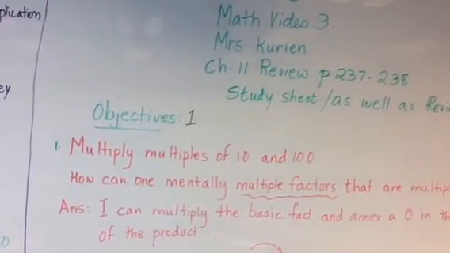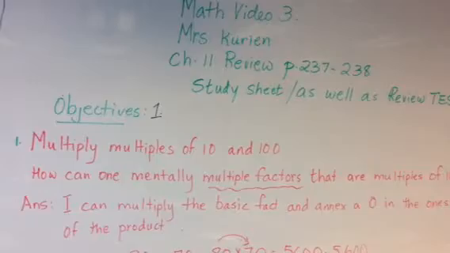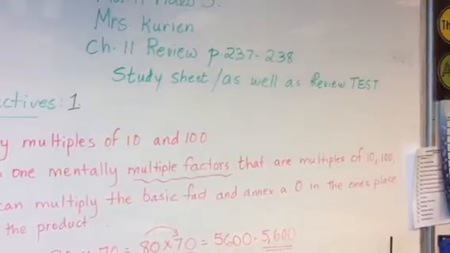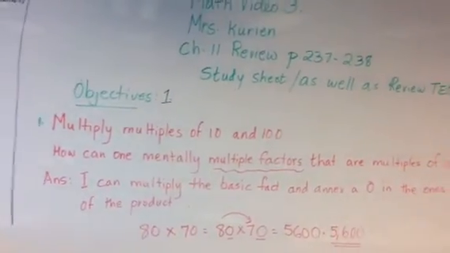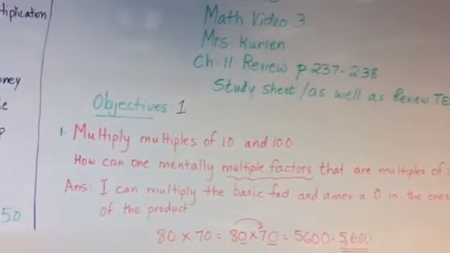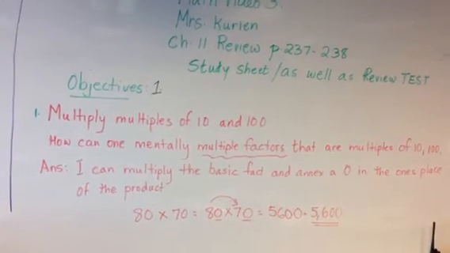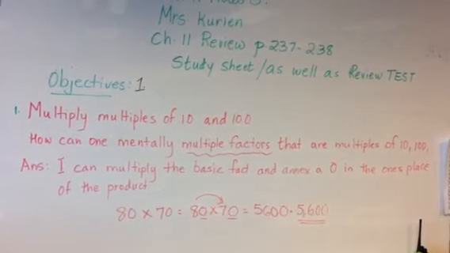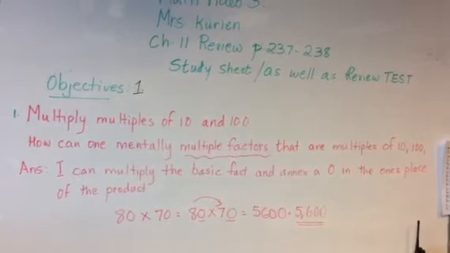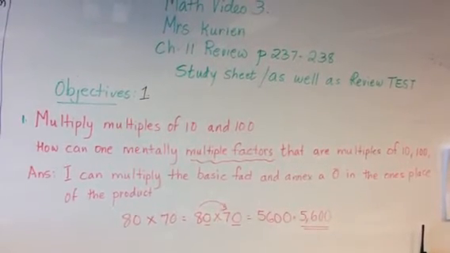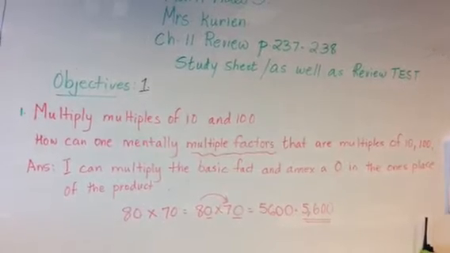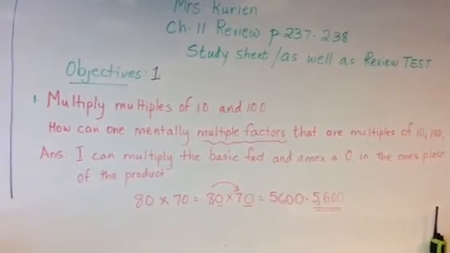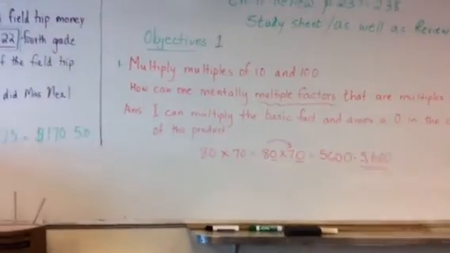I can multiply the basic fact and annex the zeros in the ones place of the product. So, for example, 80 times 70 equals 5,600. I multiplied 8 times 7 to get 56, then added the 2 zeros at the back, and then I put the comma. Going on to the next.